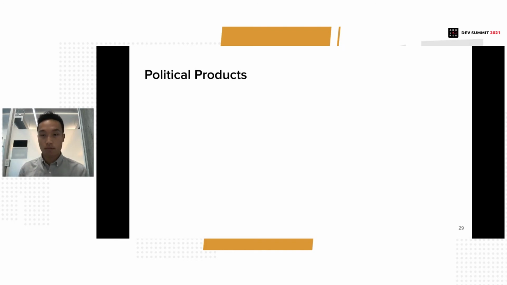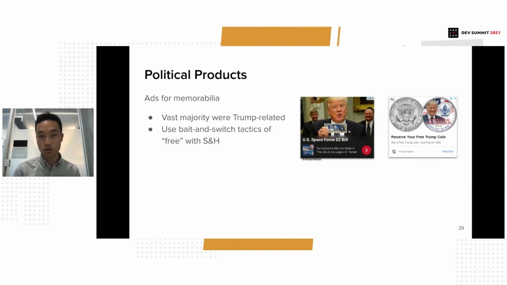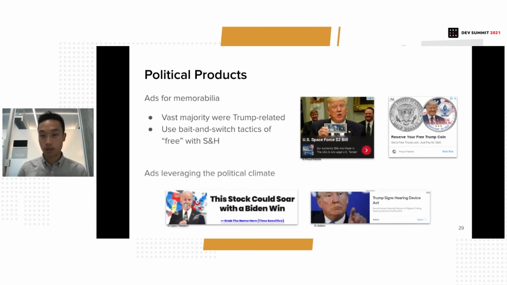We also observed problematic techniques in some of our product ads. So we saw many ads promoted political memorabilia, like this $2 bill commemorating the US Space Force. Our topic modeling showed that most memorabilia ads were Trump-related. And a number of these ads used a common bait and switch tactic of claiming to be free, but then requiring you to pay for shipping and handling. Other political ads leverage this political climate to sell some of their products as well. So for example, one ad claimed that this stock could soar with a Biden win, which tries to lure consumers in with politically relevant get-rich-quick schemes. We also saw many political products targeting older adults, like this ad for hearing devices referencing Trump signing a bill into law.